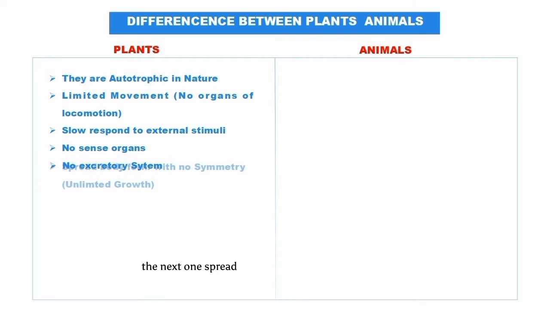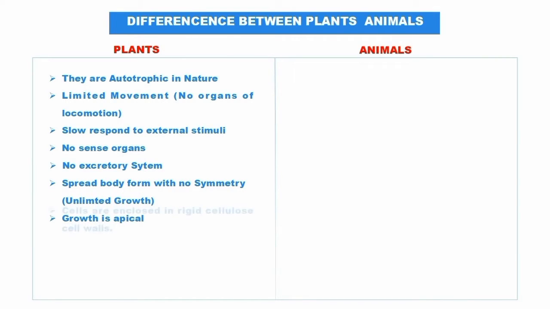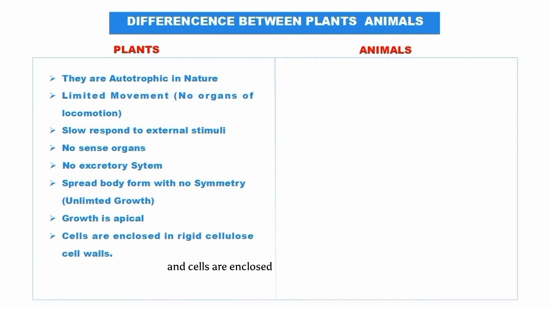The next one is the body form, which is non-symmetrical, which means they have unlimited growth. And growth is apical, which means the root of the plant can keep growing. Cells are enclosed in rigid cell walls, and cell walls provide mechanical support. These are the main features of plants.